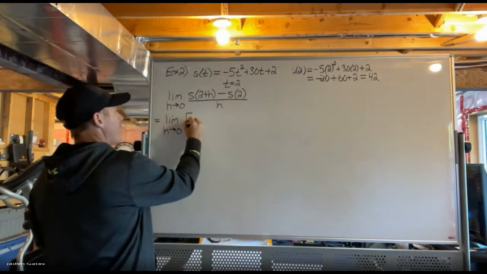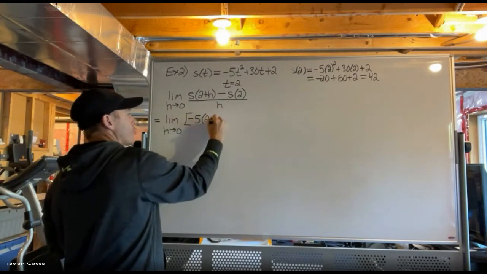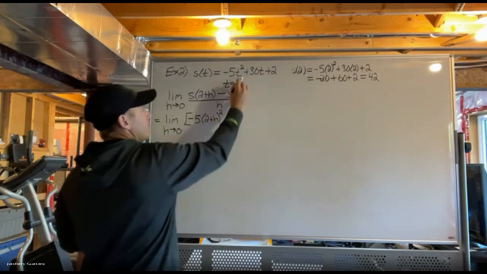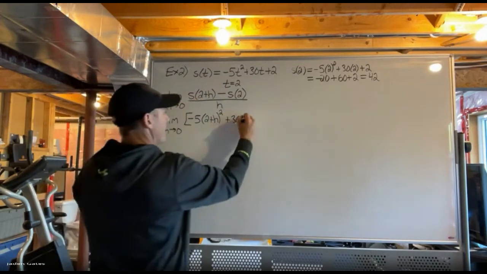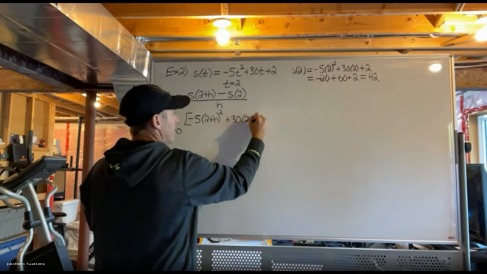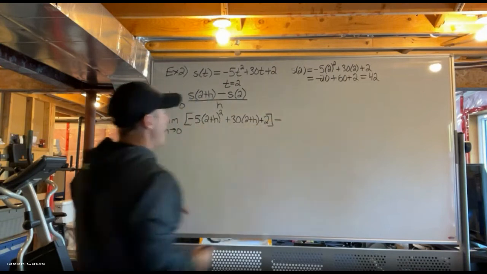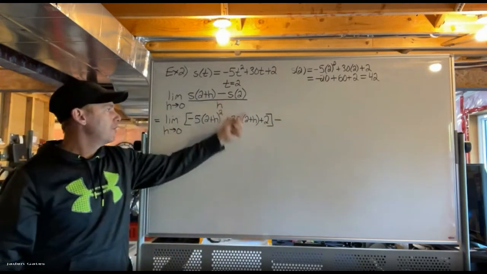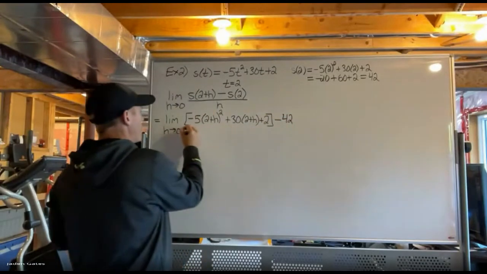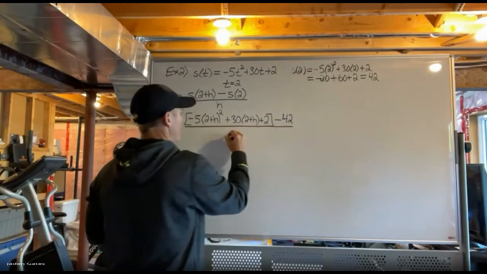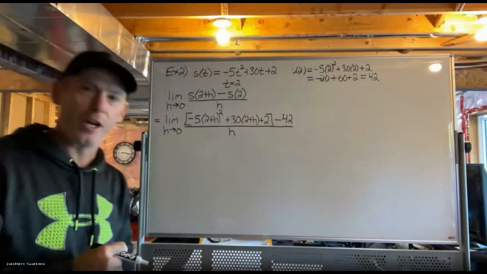So I got a -5. Now where there's a t squared, I'm going to put a (2 plus h) squared, plus 30 times my (2 plus h), plus 2. I don't have to do anything there. And then that's going to be subtract S of 2, which is 42. And of course, the problem here again is it's all over h. All right, so if you weren't good at polynomials before today, hopefully you've gotten a lot better.